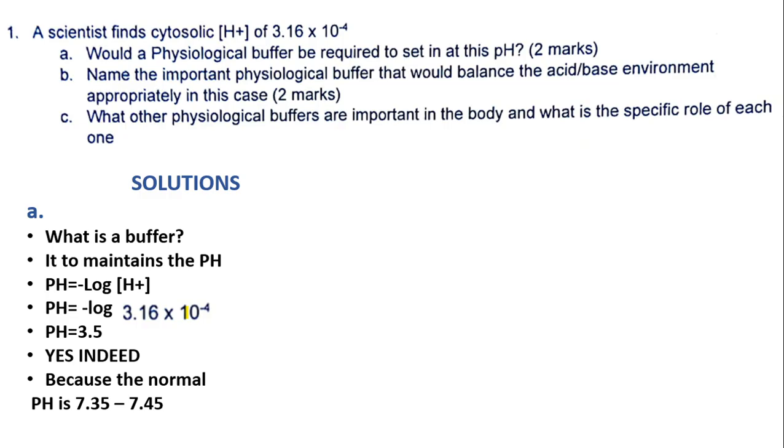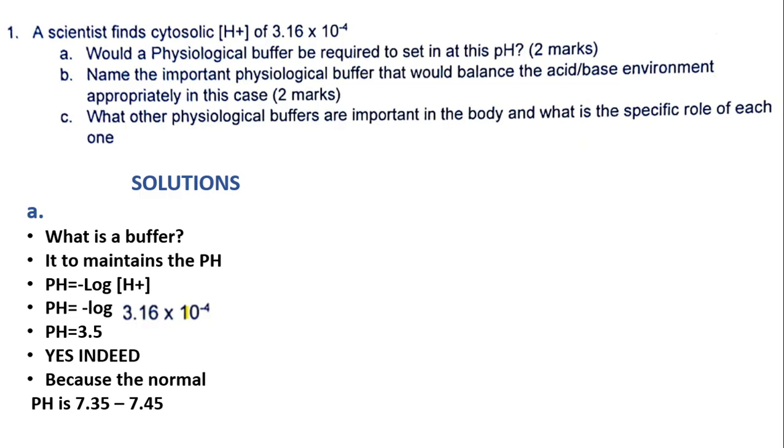Let's go to question 2. Name the important physiological buffer that would balance the acid, the most appropriate in this case. So which buffer is required in this question? We have 3 types of buffers, or 4 types of buffers. I'll explain them. In the lecture slide they just include 3, but I'll explain those 4 types of buffer.